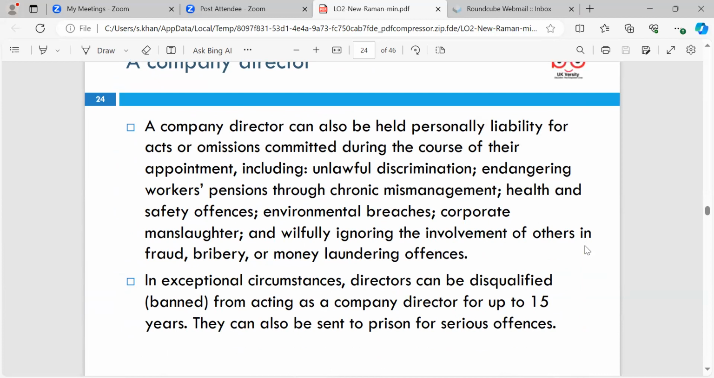A company director can also be held personally liable for acts or omissions committed during the course of their appointment, including unlawful discrimination, endangering workers' pensions through chronic mismanagement, health and safety, environmental breaches, corporate manslaughter, and willfully ignoring the involvement of others in fraud, bribery, or money laundering offences.